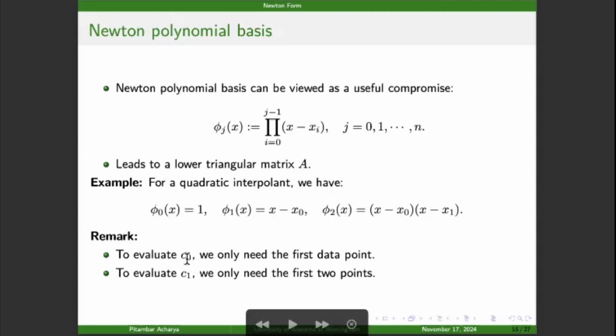So to evaluate c0, we only need the first data point. To evaluate c1, we only need the first 2 points. Similarly, to evaluate c2, we only need the first 3 points, and so on.